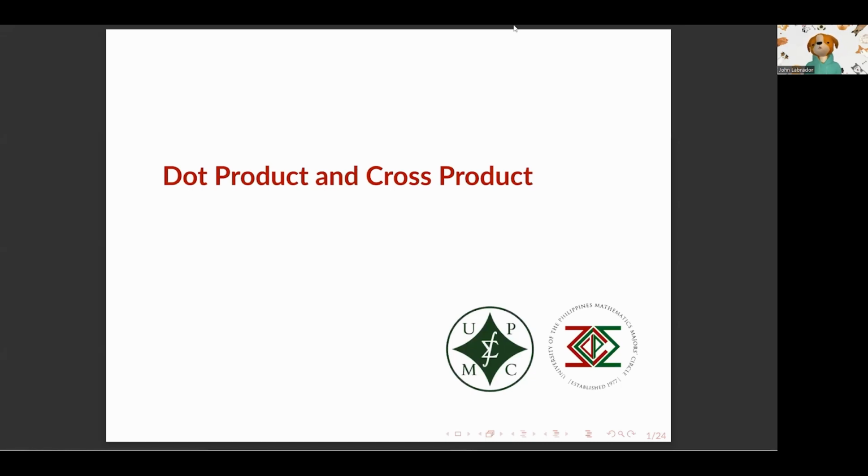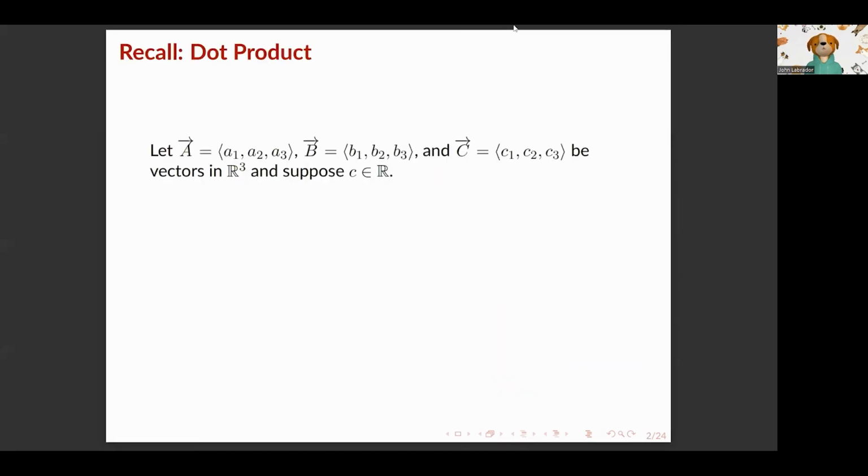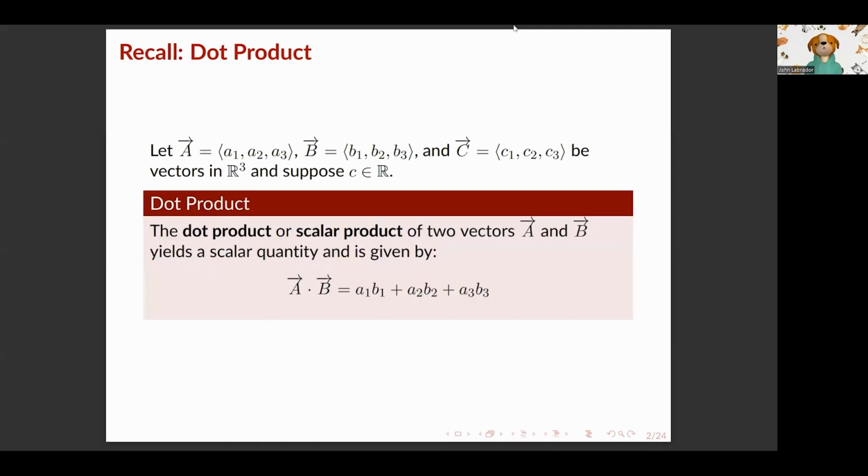Hello everyone, welcome to MBAN 109, and for today's video, we'll review the dot product and cross product. First, let A, B, and C be vectors in R3, and let's suppose small c is a real number scalar. The dot product or scalar product of two vectors A and B yields a scalar quantity and is given by A1B1 plus A2B2 plus A3B3.